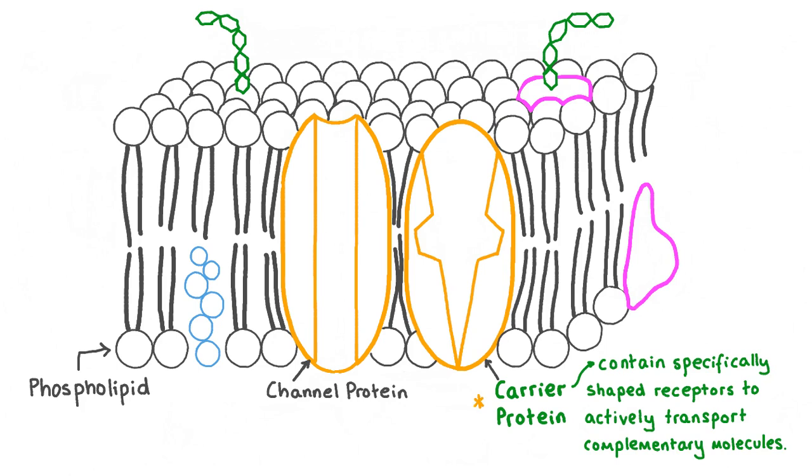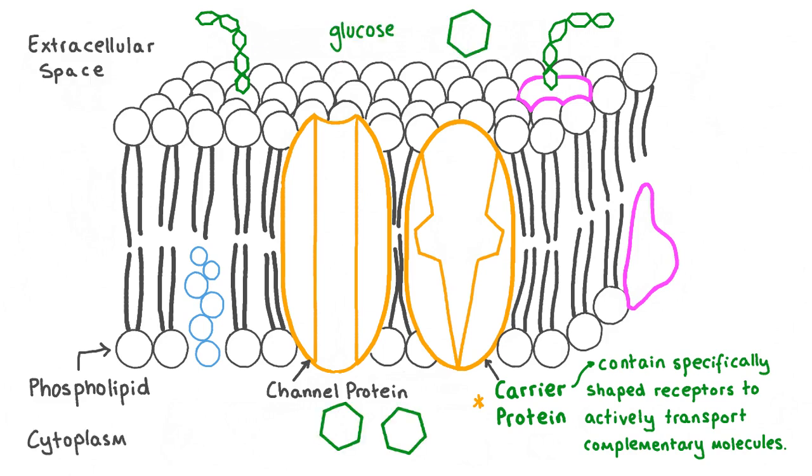Carrier proteins contain specifically shaped receptors that are complementary to a particular molecule's shape. For example, let's say this molecule of glucose needs to be transported from the extracellular space outside the cell across the membrane and into the cytoplasm. But glucose is in a higher concentration inside the cell cytoplasm than it is in the extracellular space. Thankfully, there's a carrier protein that's complementary to the shape of glucose. Due to the specific shape of the receptor in the carrier protein, only glucose can fit into it. It may help to visualize glucose as the only molecule that has a key for the specific protein door.